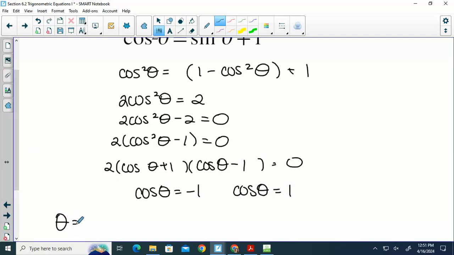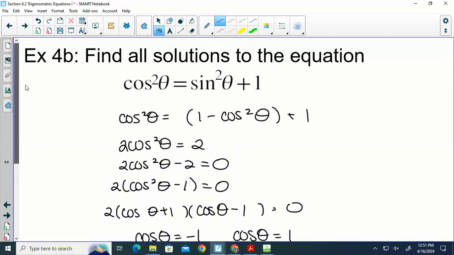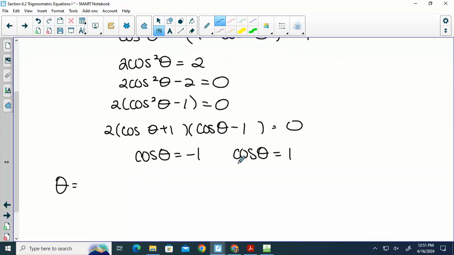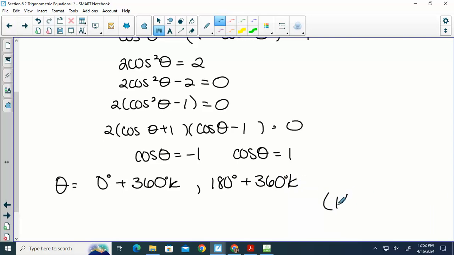So, let's do degrees for fun. I said all solutions. So when is cosine equal to a positive 1? 0, and if I said all possible, we would have to say plus 360k, because I switched to degrees on you. When is cosine negative 1? 180 plus 360k. And what do you need to tell me about k? k is an integer.